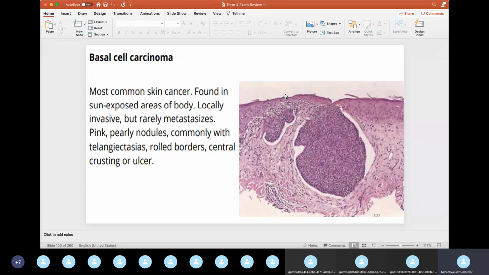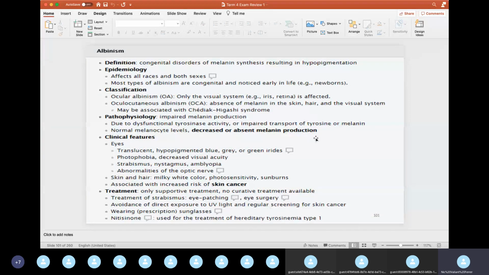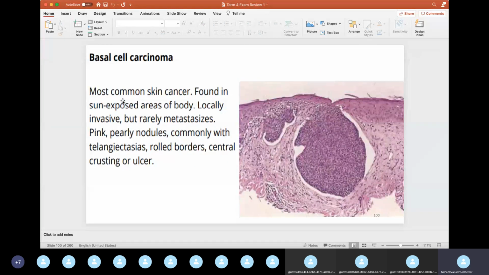All right. Most common skin cancer, sun-exposed areas. Look at the histology. Basal cell is palisading. They love that. Pseudo-palisading in the vignette. That's your basal cell carcinoma. How about squamous cell carcinoma? What can we see in squamous cell carcinoma?